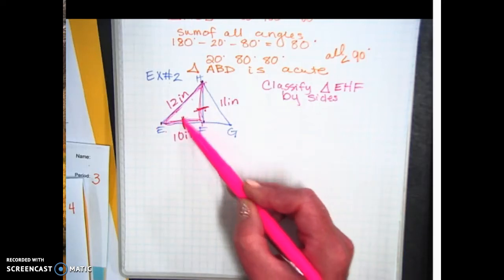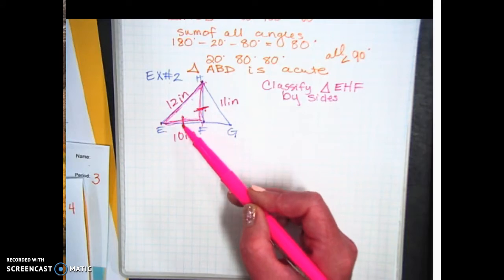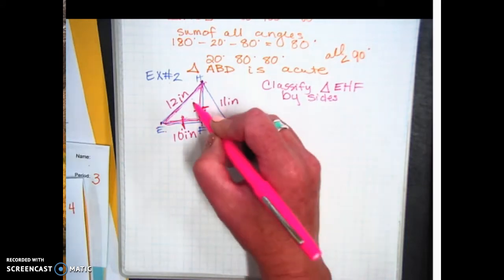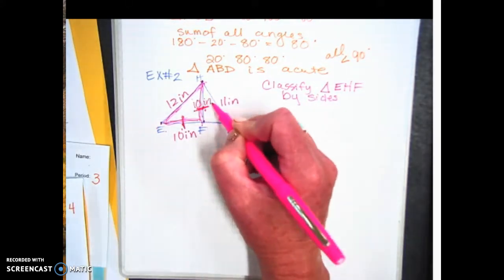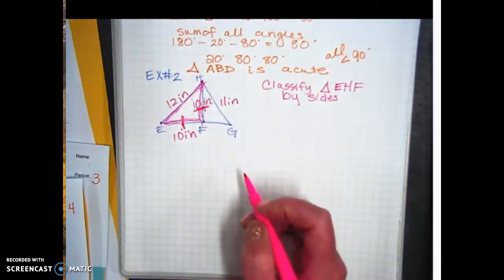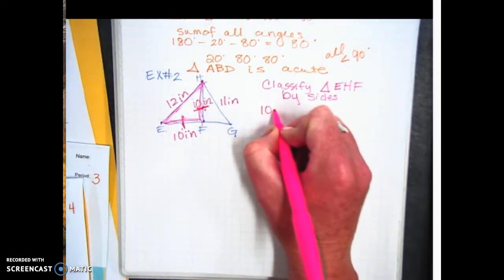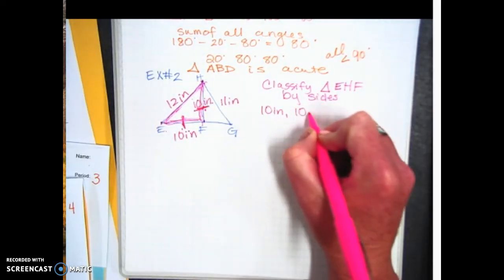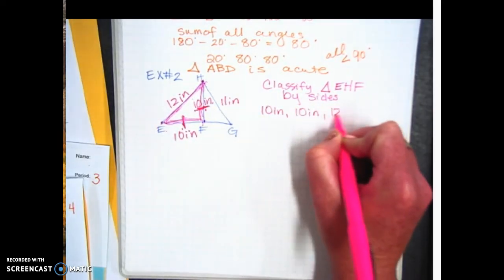Tick means that it's the same as the other tick. So if this side also has a tick and it says 10 inches, then this side is also 10 inches. That means this triangle is 10 inches, 10 inches, and 12 inches.